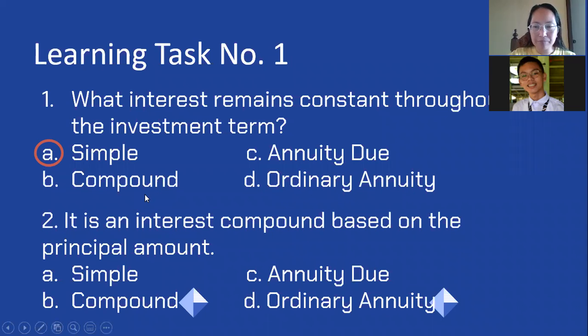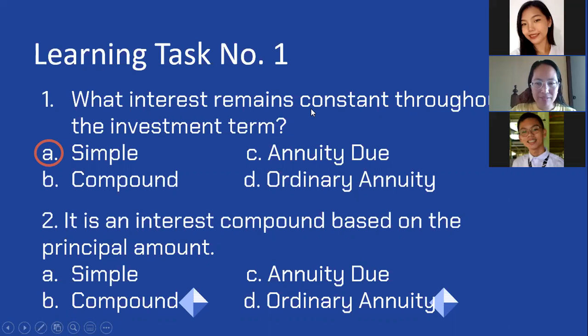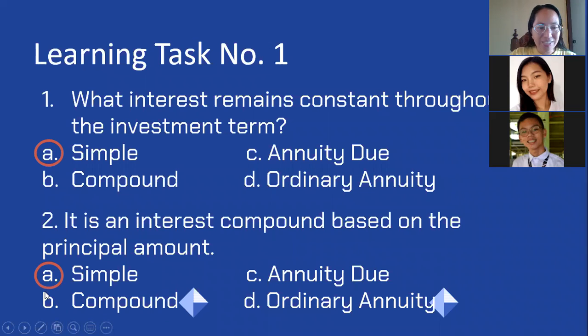So how about this one? Anyone who wants to make a wild guess? It is an interest compounded based on the principal amount. Yes, Judel. Compound po, ma'am. Letter B. Okay, letter B. Sorry, compound. You have there your clue word: interest compounded based on the principal amount. It should have a follow-up: and the succeeding amount. Okay, so it's compound. Thank you for that, Judel.